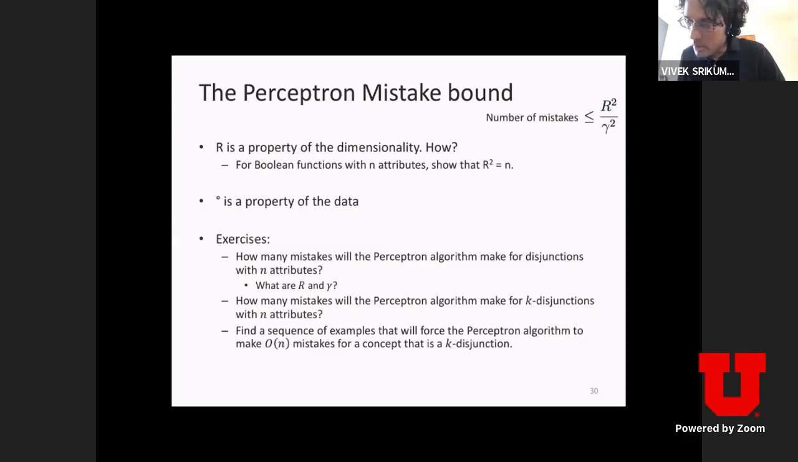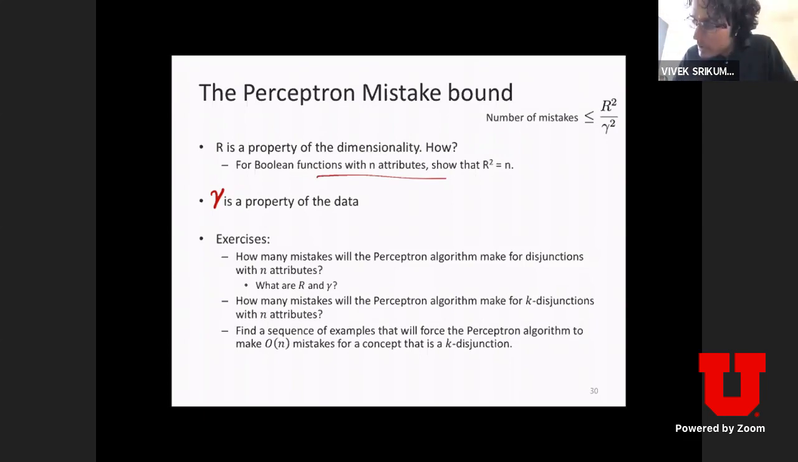So R is a property of the dimensionality of the problem. For example, with N features, you should be able to show that R square is N. The circle here should have been gamma. So gamma is a property of the data. It's a property of the function that we are thinking of.